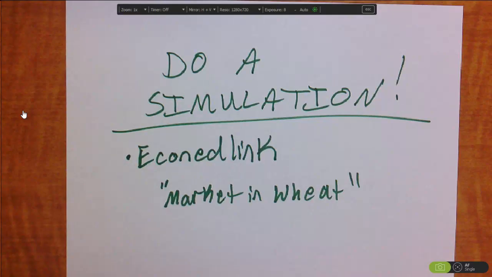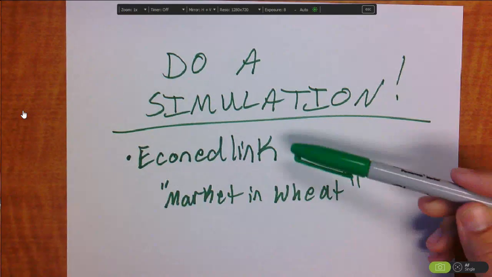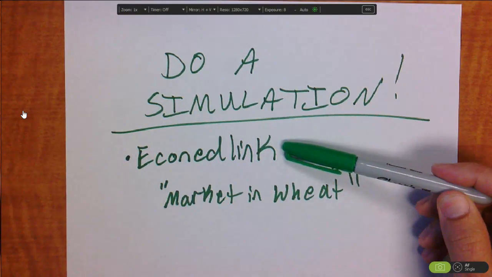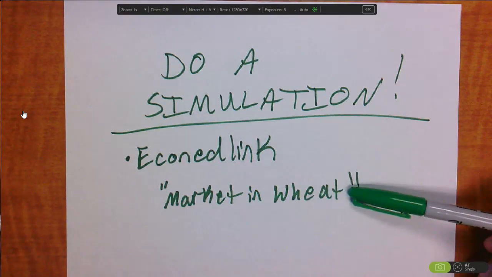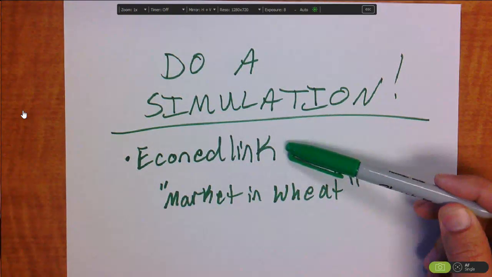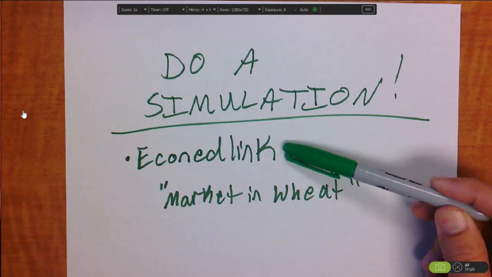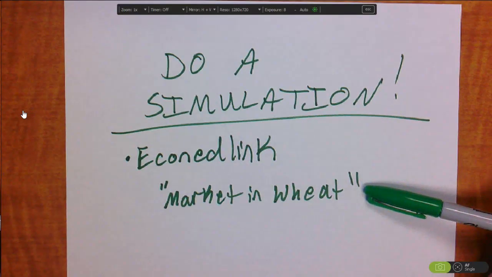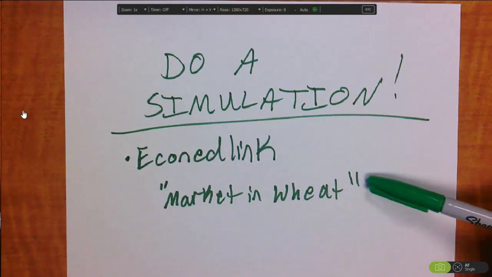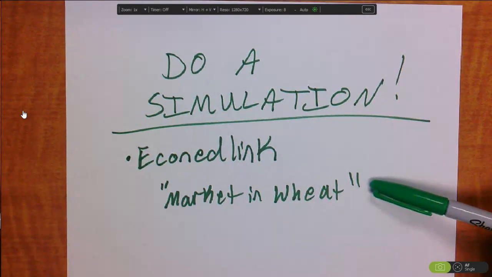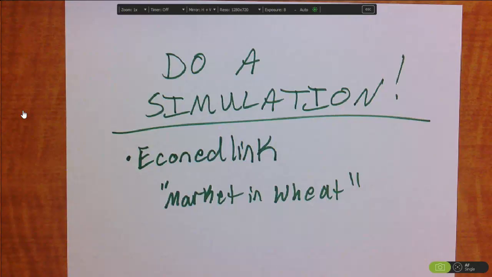So if you've never done a simulation like this, I would go to Econ EdLink. You might have to register, but the site itself is at no charge. Once you're in Econ EdLink, search for something like the market in wheat. They also have the market in oil, the market in cocoa, whatever. They all work the same way, where you have some students as buyers, some as sellers, and they work together to create a market and eventually create an equilibrium price.